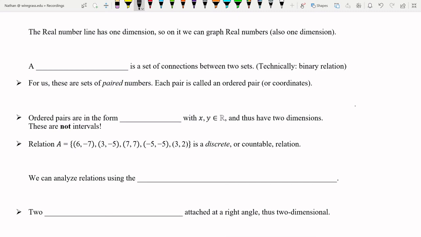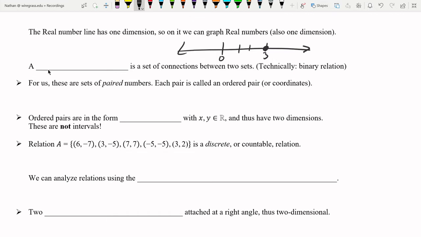The real number line has one dimension, and we can graph real numbers on it because real numbers have one dimension also. So if I wanted to graph the number 3, I just need to draw the real number line, 1, 2, 3, and there it is graphed.